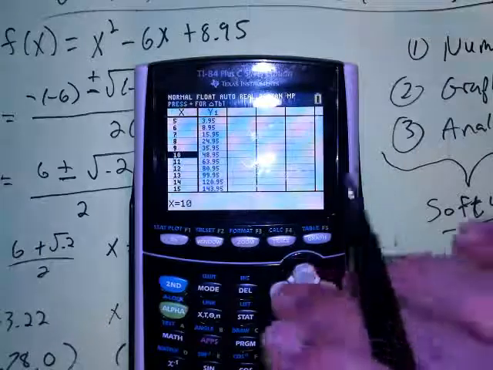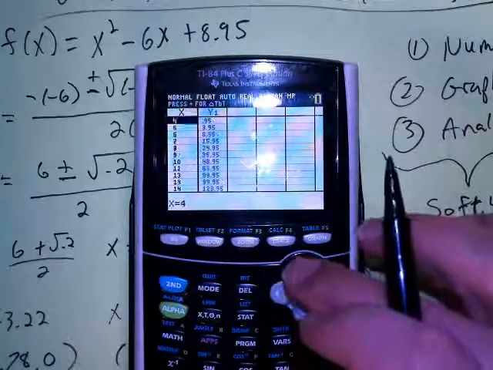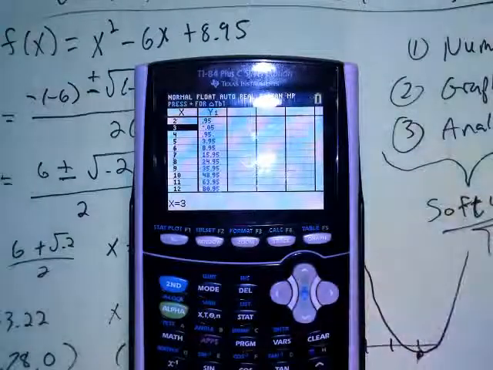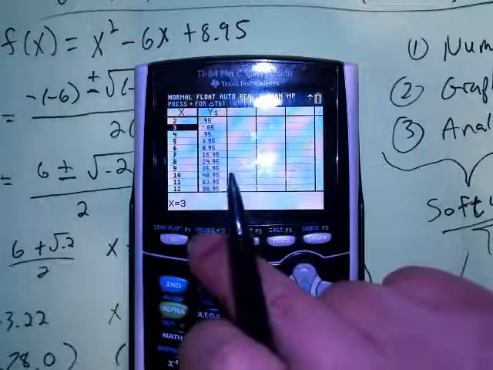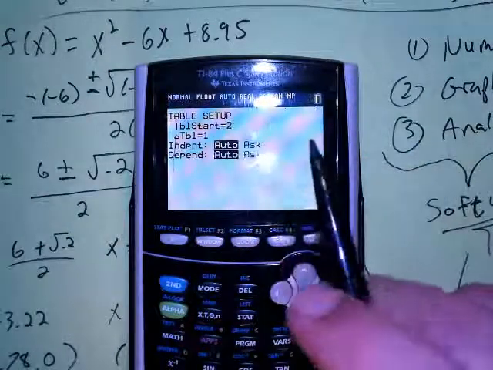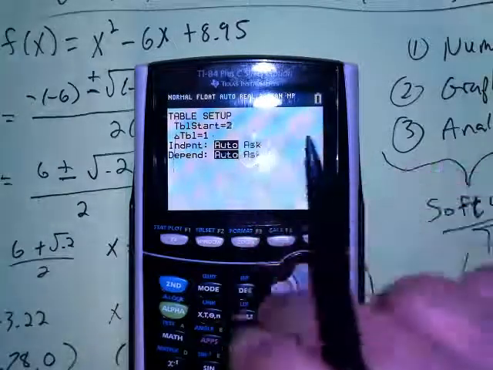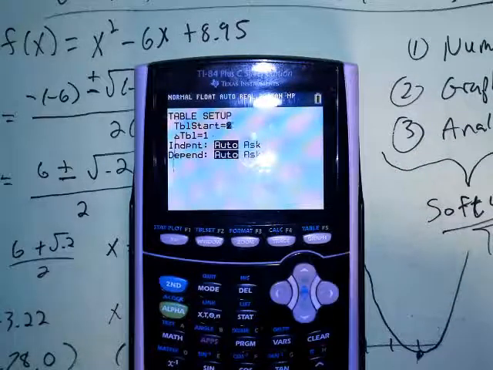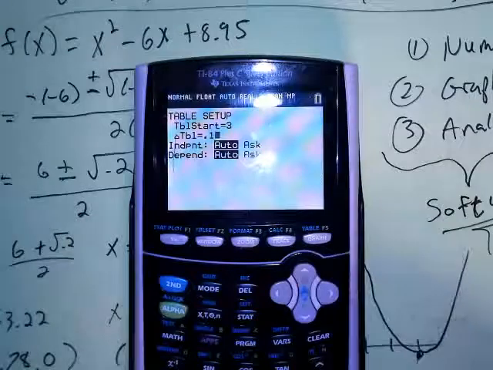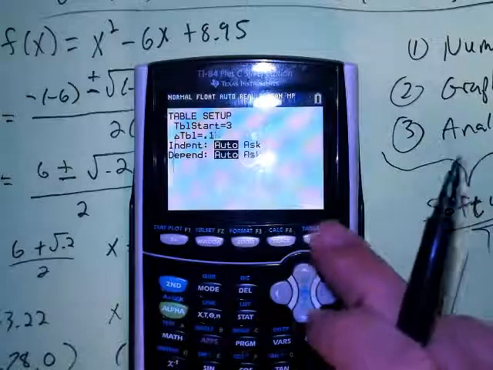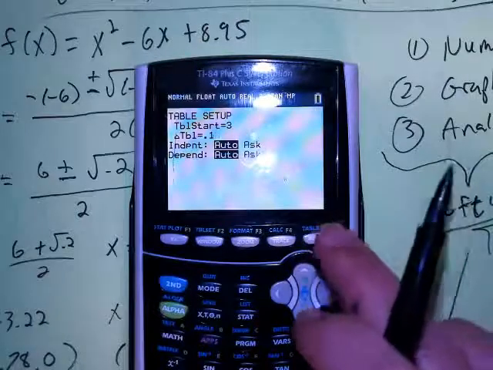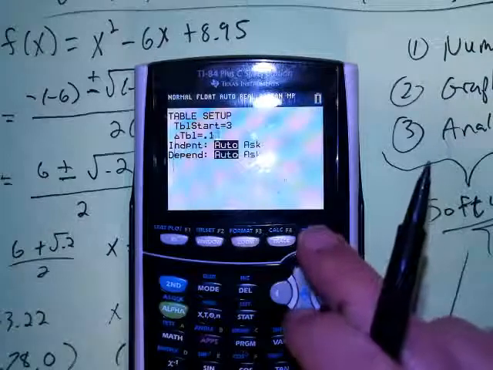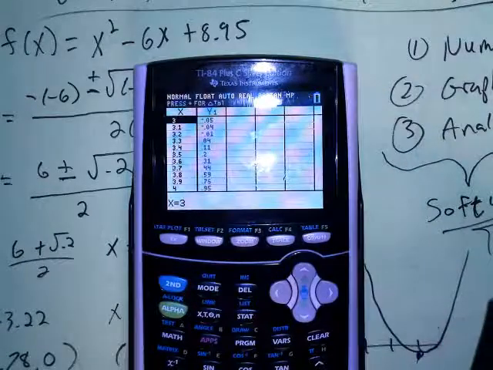You can also change the table, and this is kind of like zooming in. Let's say I want to zoom in right around 3. So I'm going to stop on 3, and then I'm going to hit second window, and that's my table set. What I want to do is start at 3, but I want my table to go up by 0.1. Then if I go graph, second table, there you go. Now it makes a table.